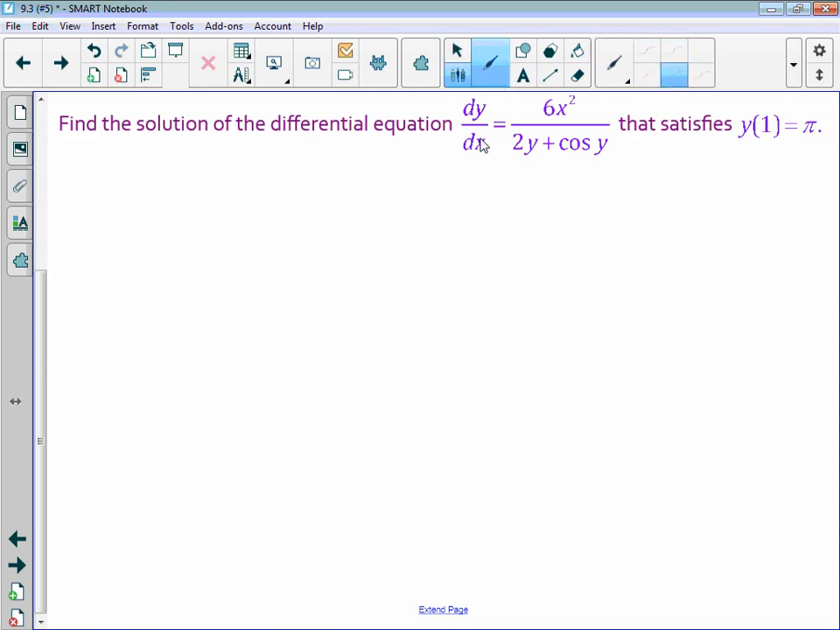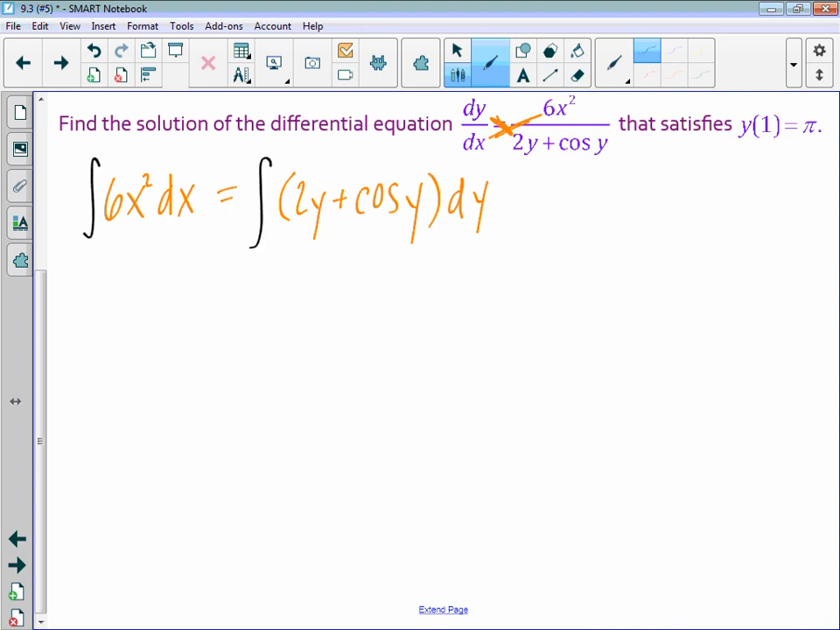Okay, so if I multiply these two, I get 6x squared dx. And then multiply this piece here, and I get that 2y plus cosine y with the dy. And then what do I do with both sides? The antiderivative, we integrate it, right? So you put an integral in the front.